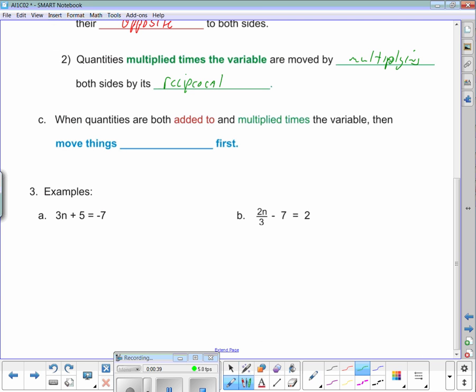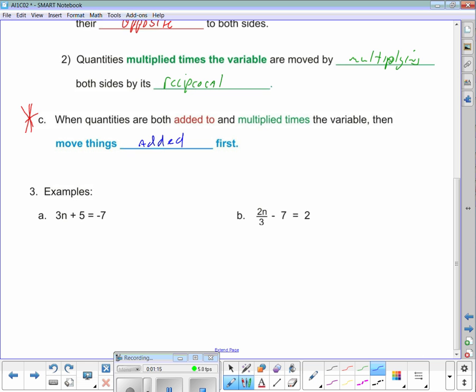And then don't forget key, key, key. You can't get this backwards. When quantities are both added to and multiplied times the variable, then move things added first. People get that wrong because they think it's an order of operations issue, and it's not an order of operations issue. Okay? You're solving an equation. The order of operations is not applicable in moving quantities. In finishing things off, yes, but not in the moving of quantities.